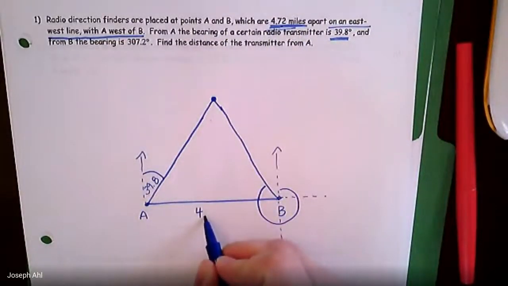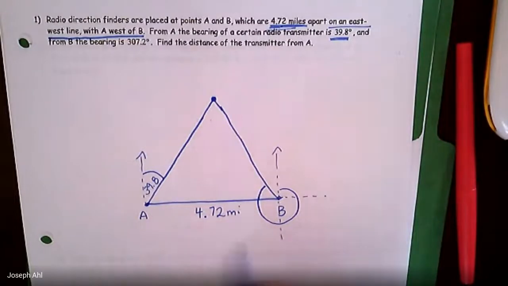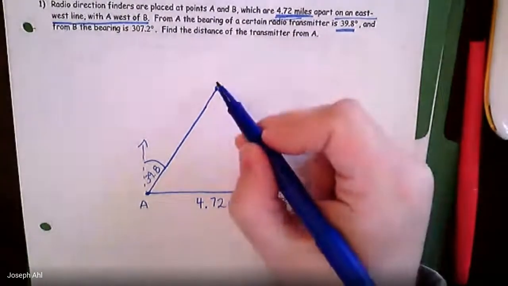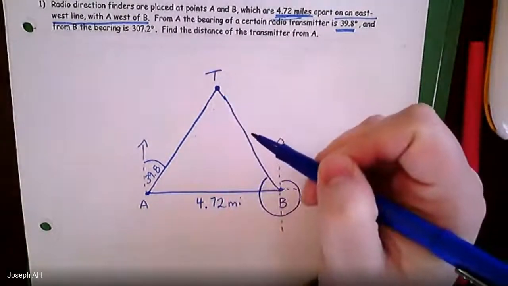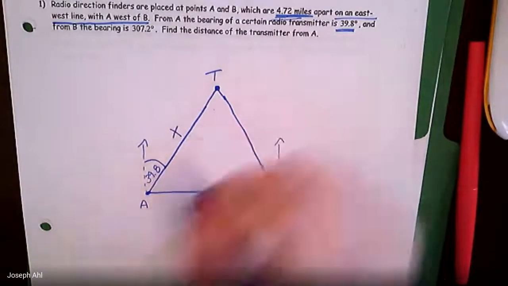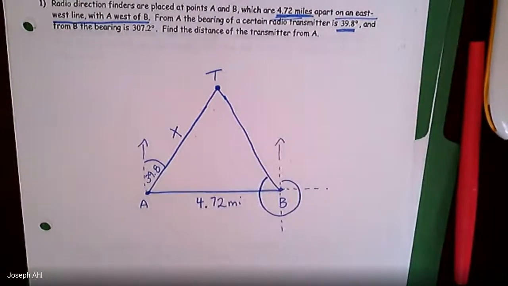So I forgot to label this, that this distance is 4.72 miles. And then finally, the question's asking, find the distance from the transmitter. So the transmitter is somewhere at that location, right? To from A. So I want to find this distance right here. Okay, so it's a little bit to set up the diagram.